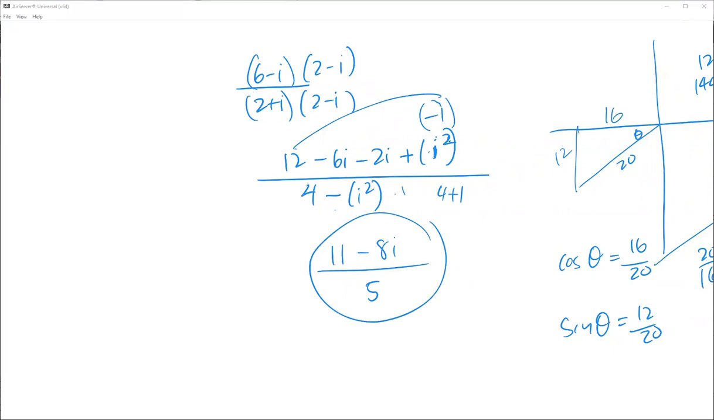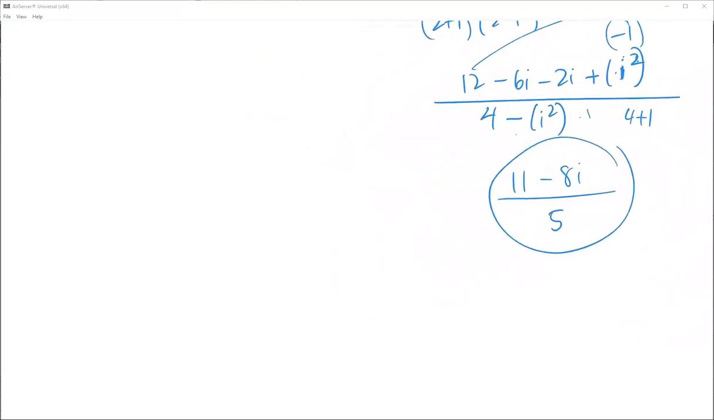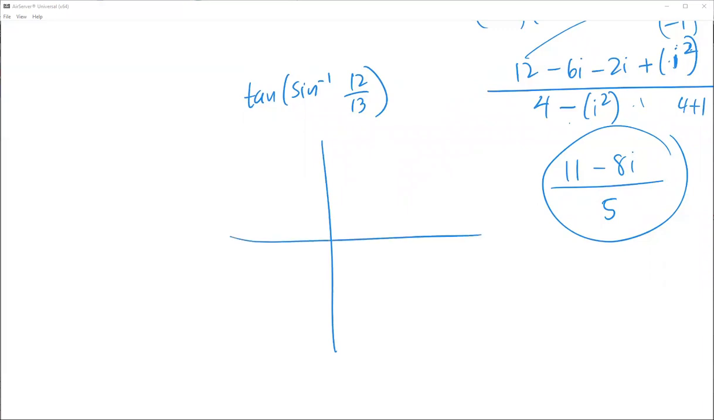Find the exact value of the tangent of the inverse sine of 12 over 13. Well, let's look at the sine of 12 over 13. So here is opposite over hypotenuse. So this is 12, that's 12. This is 13. So this is going to be 5. Sorry, it's not drawn to scale.